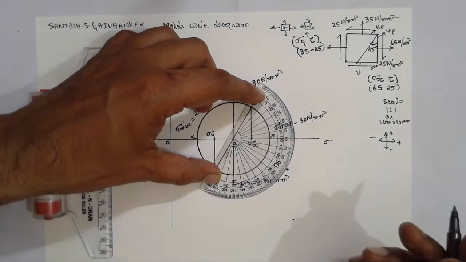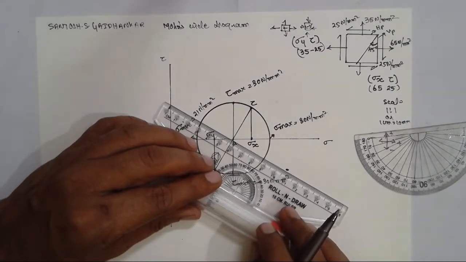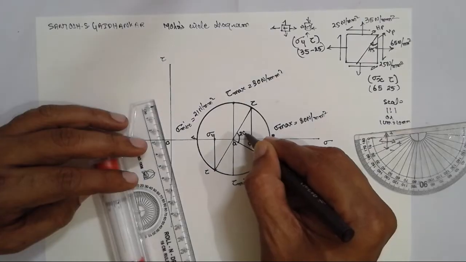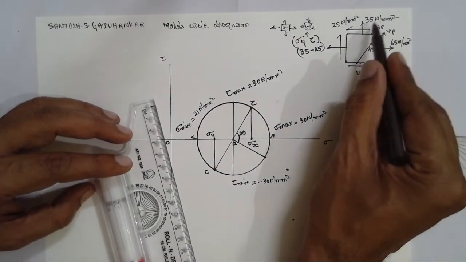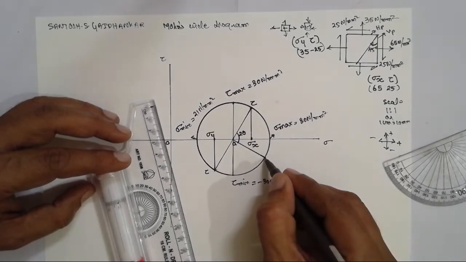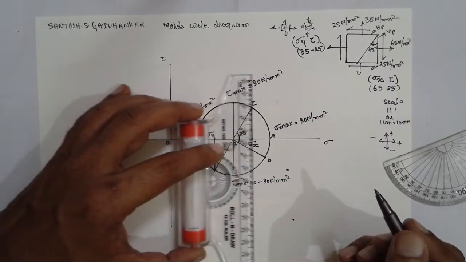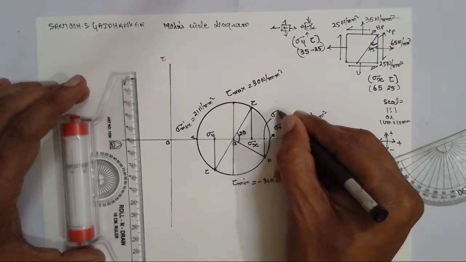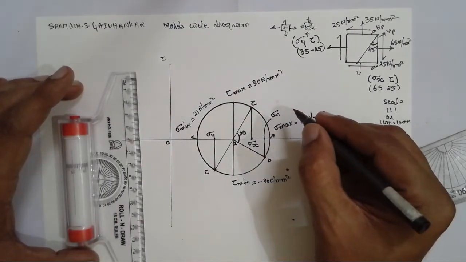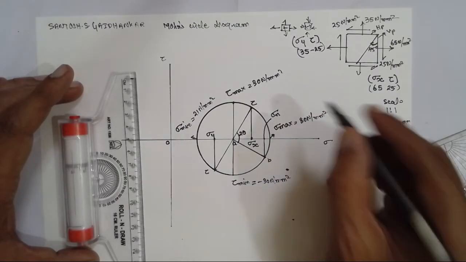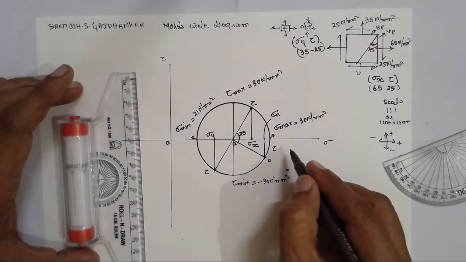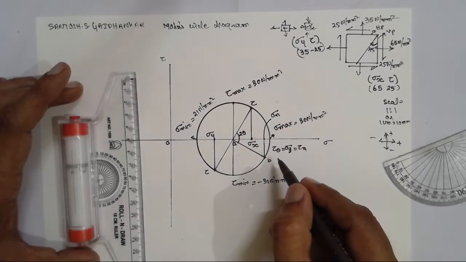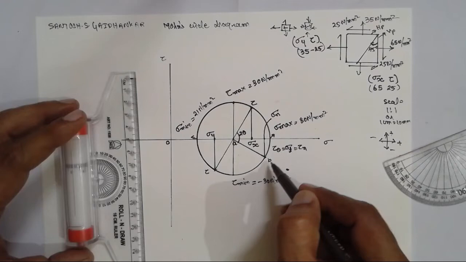This is the 90 degrees. From point O up to the circle, draw a line. Here, this angle is nothing but 2 theta, 45, because this plane is rotating in clockwise direction. After getting this point, we consider it as point B. From B, draw a vertical line till it touches the sigma axis. This point we refer to as sigma n, which is nothing but normal stress. And this line we refer to as tau theta or sigma t or tau n. We call it tangential stress. This is normal stress, this is tangential stress.